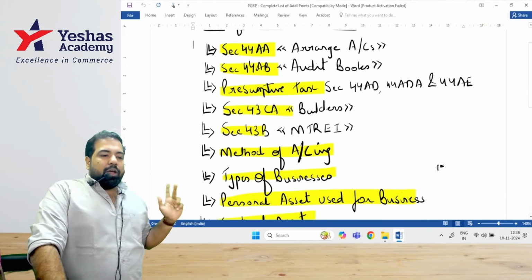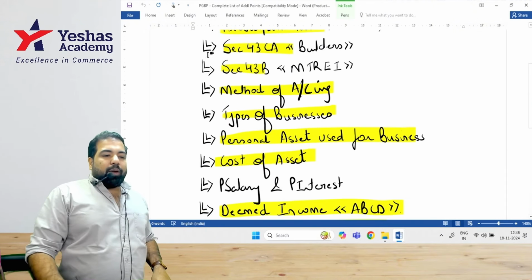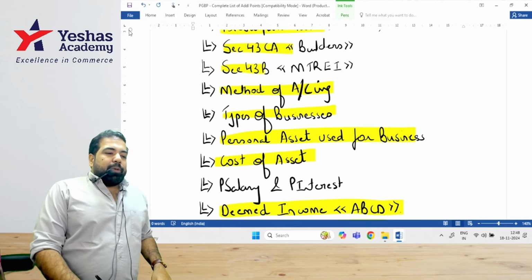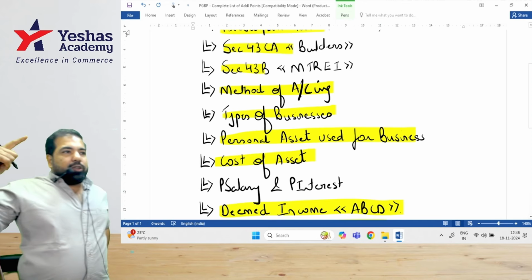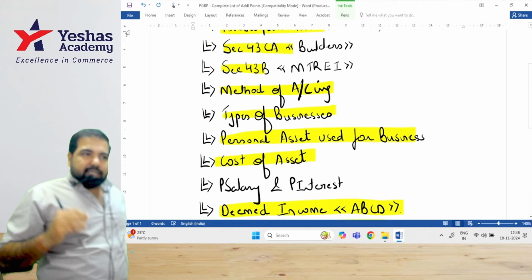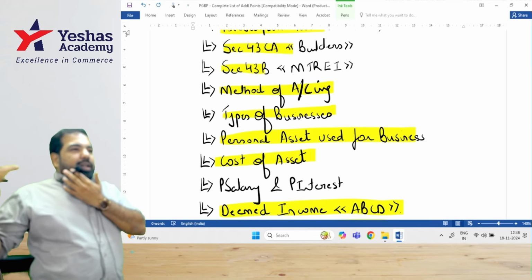44AB covered in that video. Presumptive tax covered in that video. Now we come to builders. Guys, as a builder, can Prestige Builder sell a 1 crore property for 70 lakhs? Yes. But the government says, listen, no one does such a big bargain.